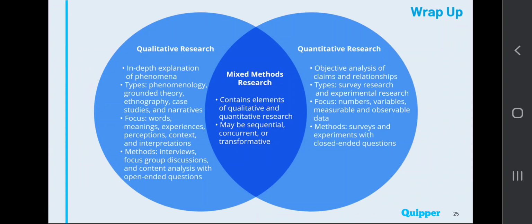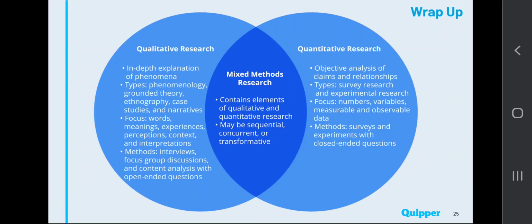Now let's go on the other side with quantitative research. Remember that the objective analysis of claims and relationships matter in quantitative research. It is always objective. The types of research that we can do here are survey research and experimental research. The focus in quantitative research is on the numbers, variables, measurable, and observable data. The methods are surveys and experiments with close-ended questions.